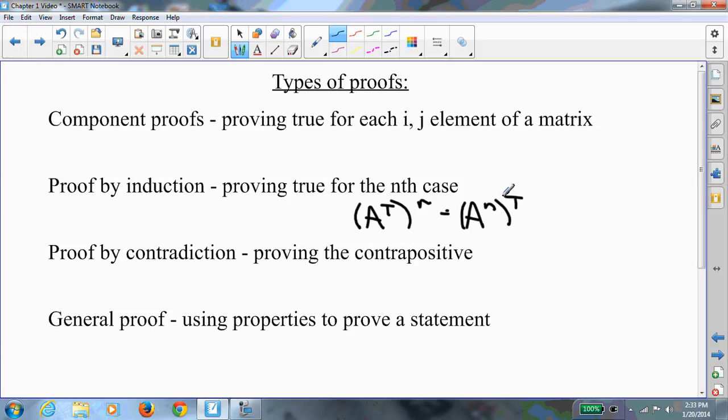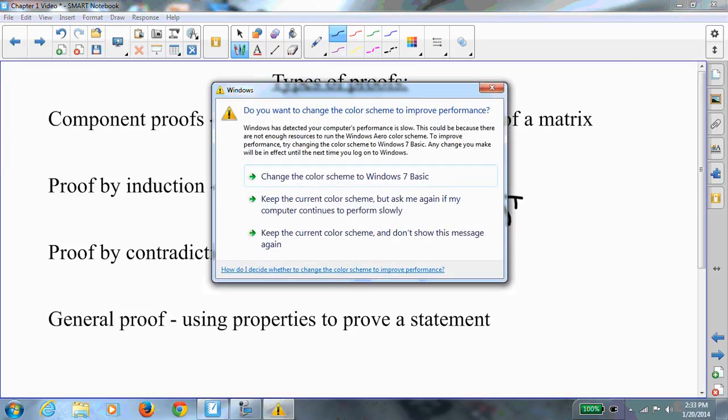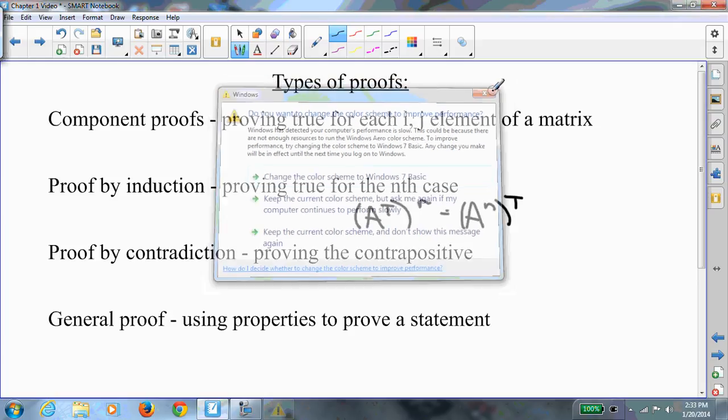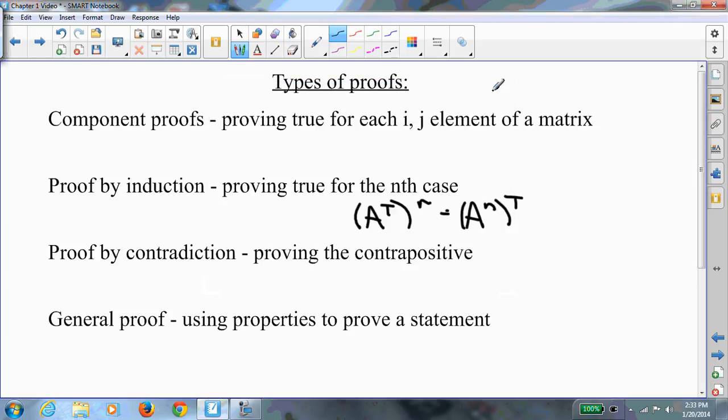So anytime you're looking at an nth power, that would be a good example of when to do a proof by induction. Proof by contradiction is best used when you're trying to prove something exists or it is unique. And so you prove the opposite, which is to prove that it doesn't exist or it is not unique, and consequently you arrive at a contradiction to the original given. And then a general proof is just when you use properties and definitions to put it together. So that is the most common kind of proof that we will be talking about.